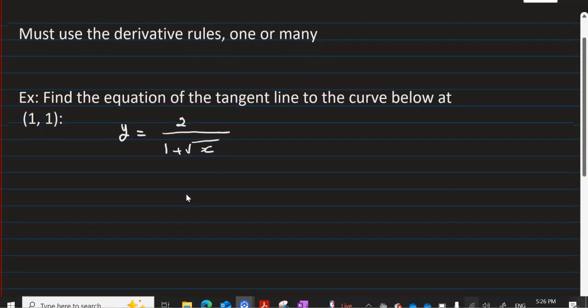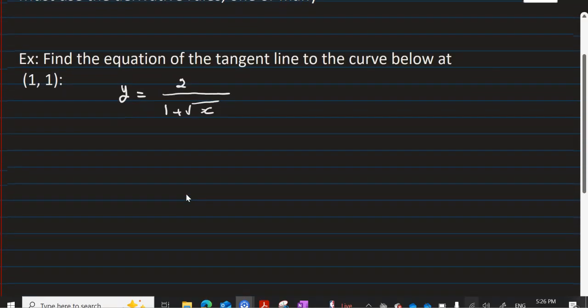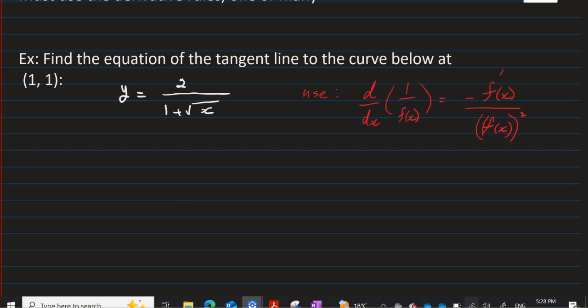First things first, we're going to simplify this equation so that it is easier to deal with. To simplify, first let me do a quick review. We want to use this derivative rule, the reciprocal rule for derivatives. The derivative d/dx of 1 over f of x, the derivative of a reciprocal function, is given by negative f prime of x divided by f of x all squared.